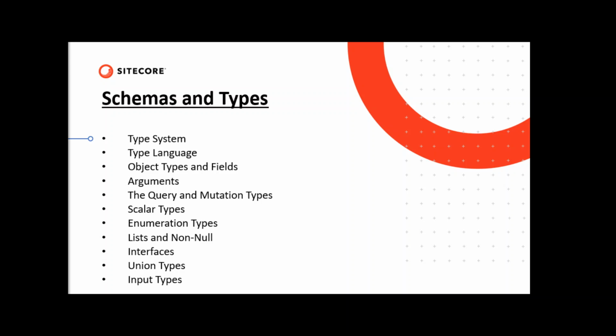And then the schemas and types are basically how you want to design your schema. And then also in the query itself, basically how you want to specify the way you retrieve your data, what kind of field, what kind of action, etc.